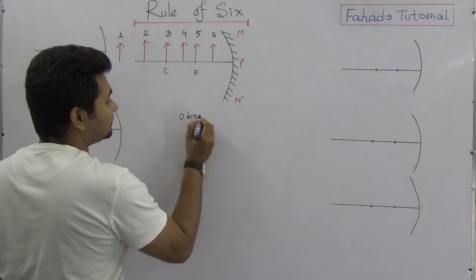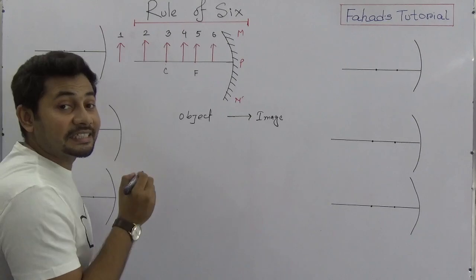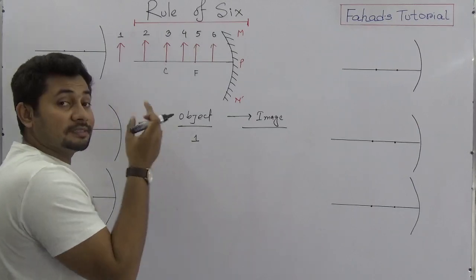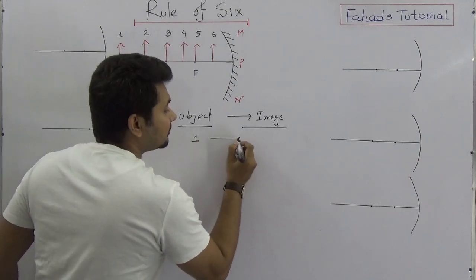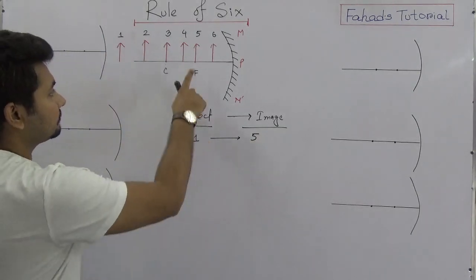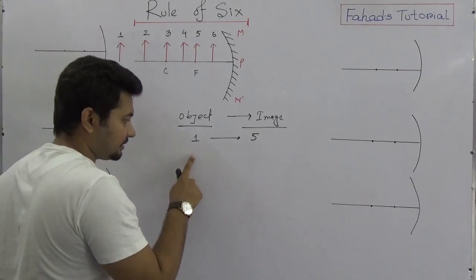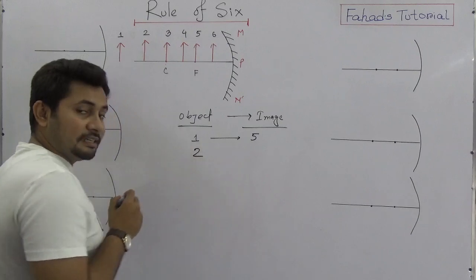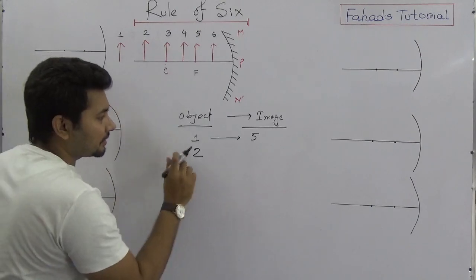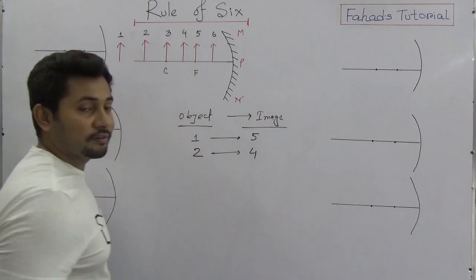We can calculate the position of the image by the number 6. That means if the object is placed at infinity, which is number 1, then the image will be formed at the principal focus, because the position number of the principal focus is 5. Now if the object is placed between the center of curvature and infinity, that is the second position, then the image would be in the 4th position.